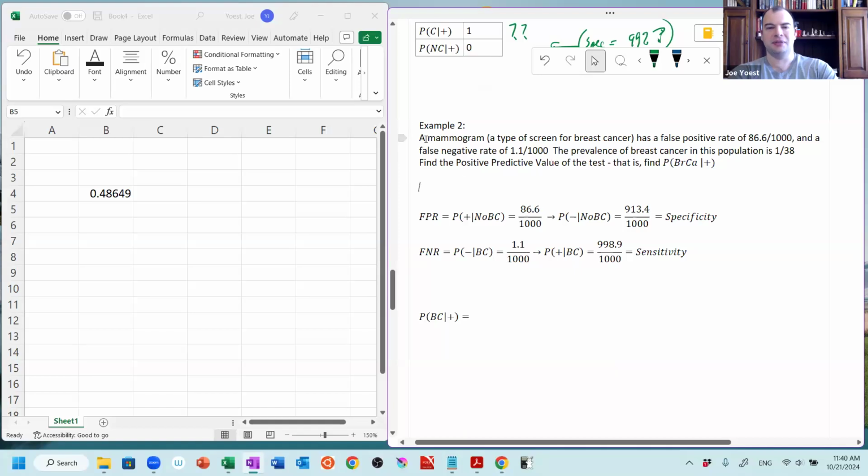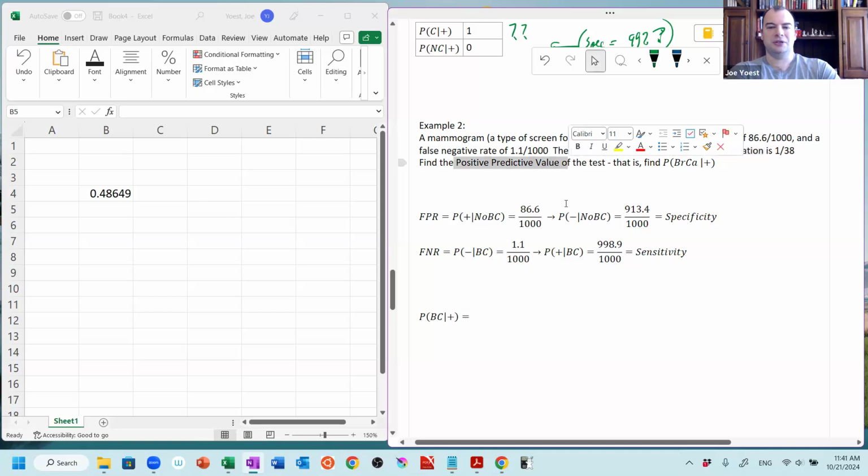So here we have an example dealing with mammograms, a screen for breast cancer. This has a false positive rate of 86.6 out of 1,000 and a false negative rate of 1.1 out of 1,000. The prevalence of breast cancer in the population that gets mammograms: if you took somebody from this population, randomly chose them, what's the probability that person has breast cancer? It's 1 in 38, about 2.5%, right? About 1 in 40, 2.5%.